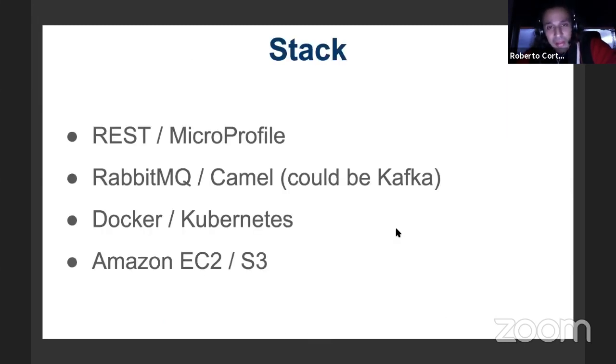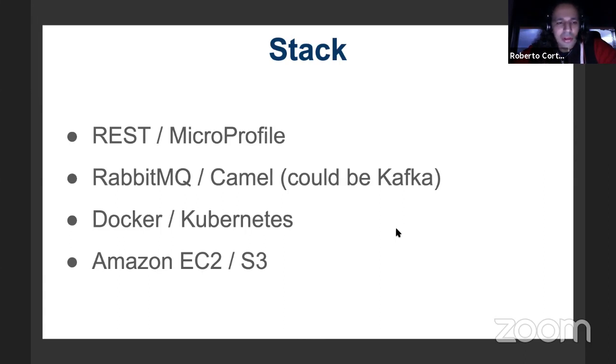Okay, so the actual stack that we used, and the one that we're going to show in this example, is: we use REST endpoints, of course, using MicroProfile. We ended up using RabbitMQ for publishing the events. It could be Kafka. The company was already using RabbitMQ, even though we were migrating to Kafka at this time, so we just went with that. And then we started using Camel as well to make it easier to do the publishing and subscribing of the events on RabbitMQ.